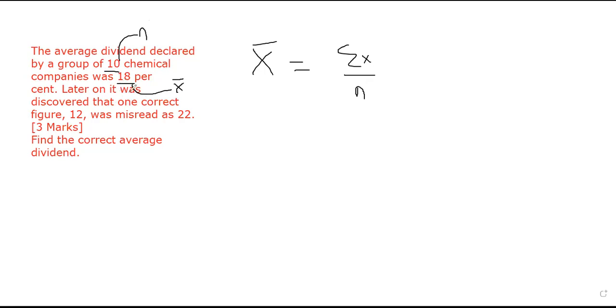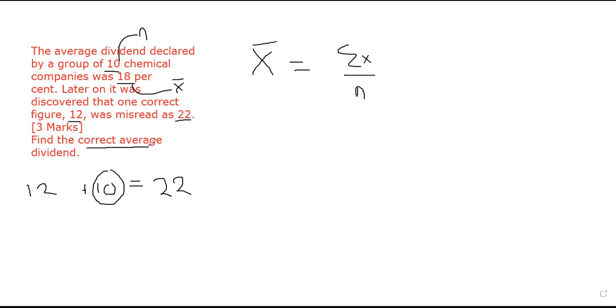Later on, it was discovered that there was an error of commission. The correct figure, 12, was actually written as 22. So instead of 12, we wrote what? A plus 10. So we actually wrote 22. So we need to remove this 10 that was added to get the correct average.